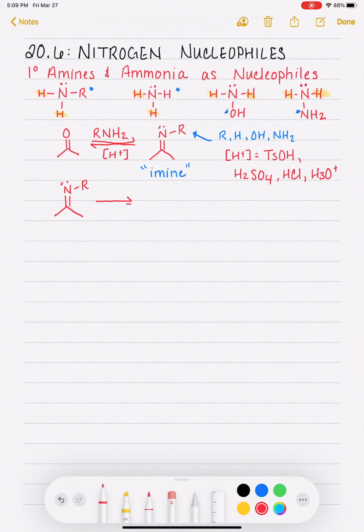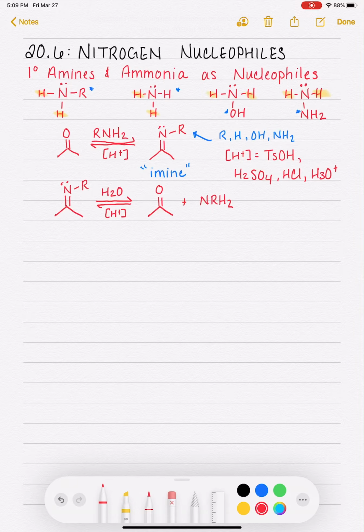When we do that, we still need an acid catalyst for the reverse process, and we're going to want it to be dilute. So we're going to put a little water in there as well. And this is just going to reform the original ketone or aldehyde, and it's also going to return to us whatever nitrogen nucleophile we used.